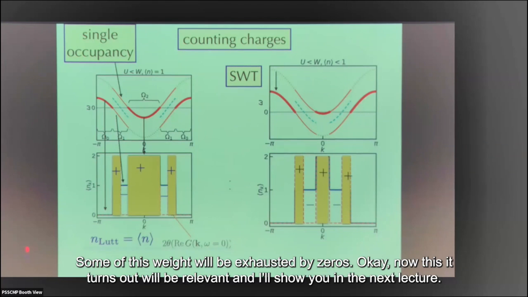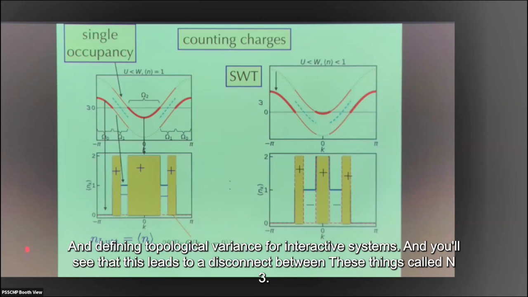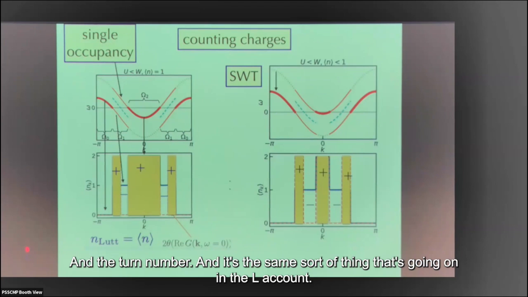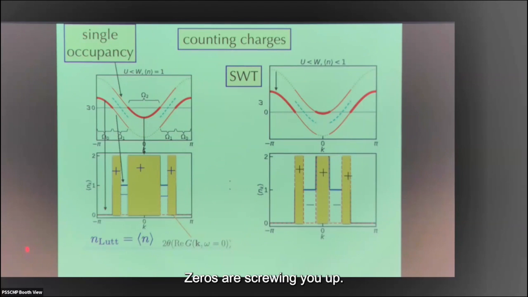Okay, now this, it turns out, will be relevant, and I'll show you in the next lecture, in defining topological invariance for interacting systems. And you'll see that this leads to a disconnect between these things called N3 and the Chern number. And it's the same sort of thing that's going on in the Luttinger count. The zeros are screwing you up. What's N3?